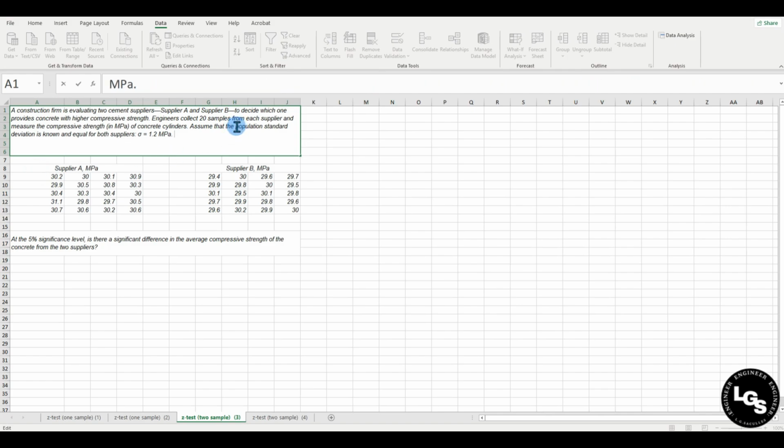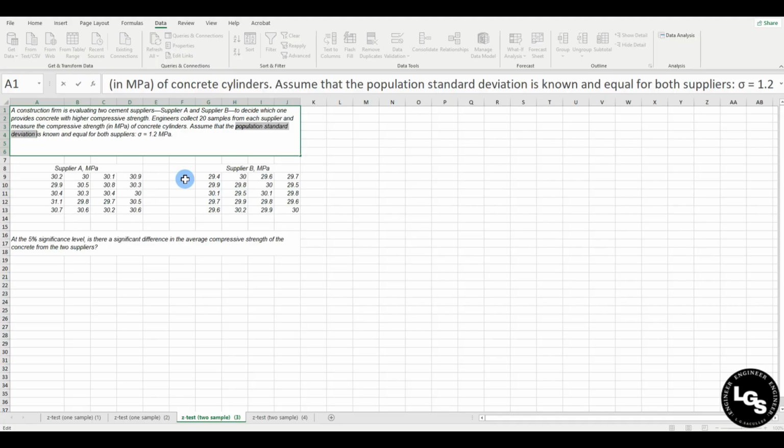So based on the problem, we are given the population standard deviation. If we are given the population standard deviation or the population variance, we can use the z-test. If we combine the two clues, that this is for two samples because we have supplier A and supplier B, and we are given the population standard deviation, so this is a z-test. So this test is a z-test for two samples.